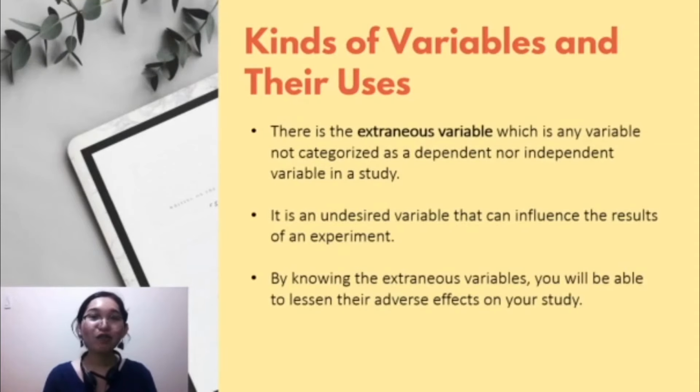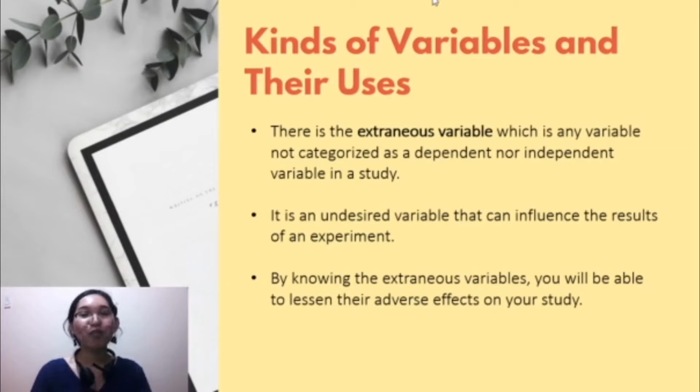Okay? And then we also have the extraneous variable, which is any variable not categorized as a dependent nor independent variable in a study. So, meron kang experimental study. In your experimental study, merong hindi siya dependent, hindi rin siya independent. That is called extraneous variable. Ano ba ito? Ito yung undesired variable that can influence the results of an experiment.